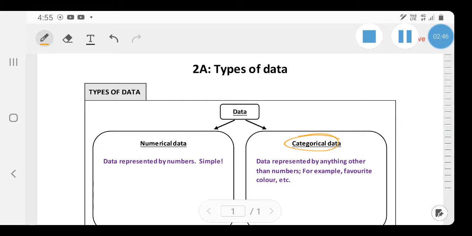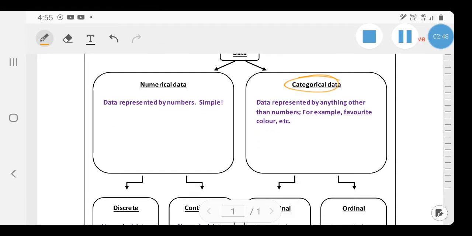Okay, what about categorical data? Well, categorical data is basically everything else. So data represented by anything other than numbers. For example, I could ask all the students in my classroom to write down their favorite color, and I would just have a list of colors: blue, green, yellow, yellow, green, blue, green, yellow, yellow, blue, etc. You get the idea. Now, they're not numbers, they are words, so that is categorical data.